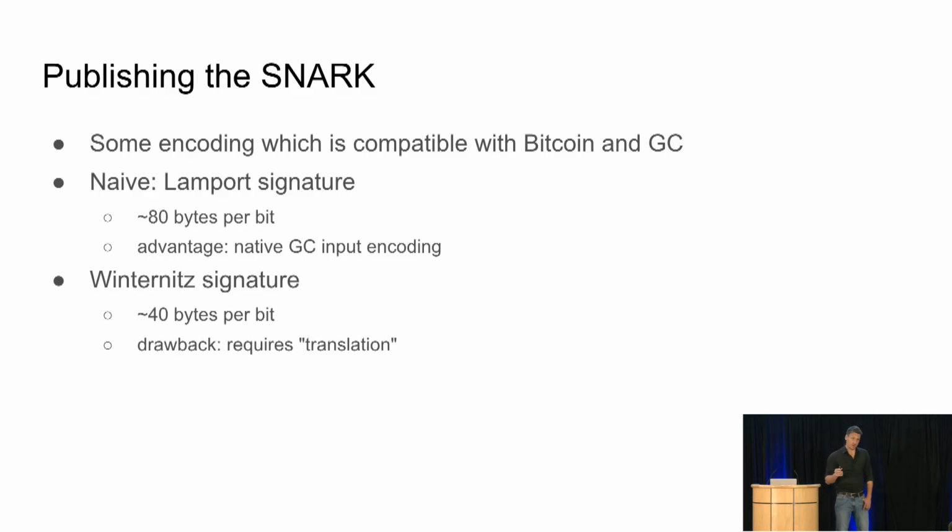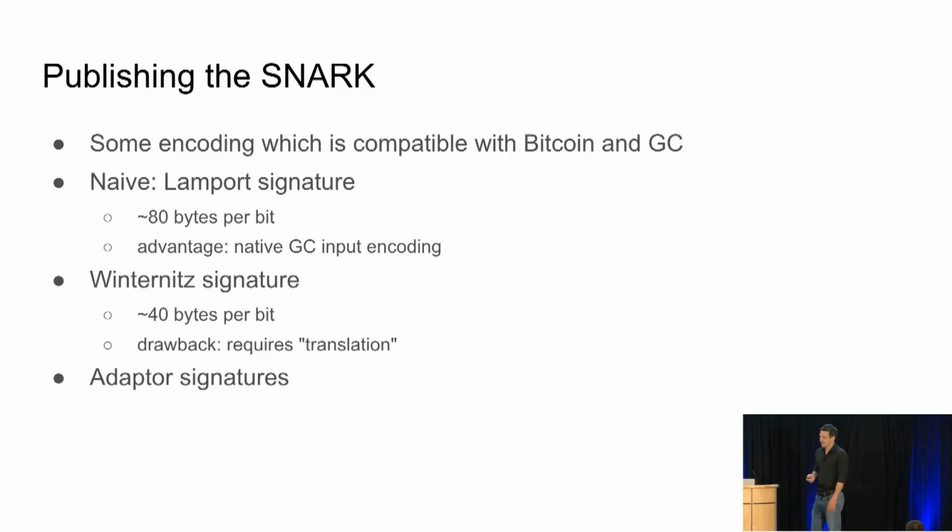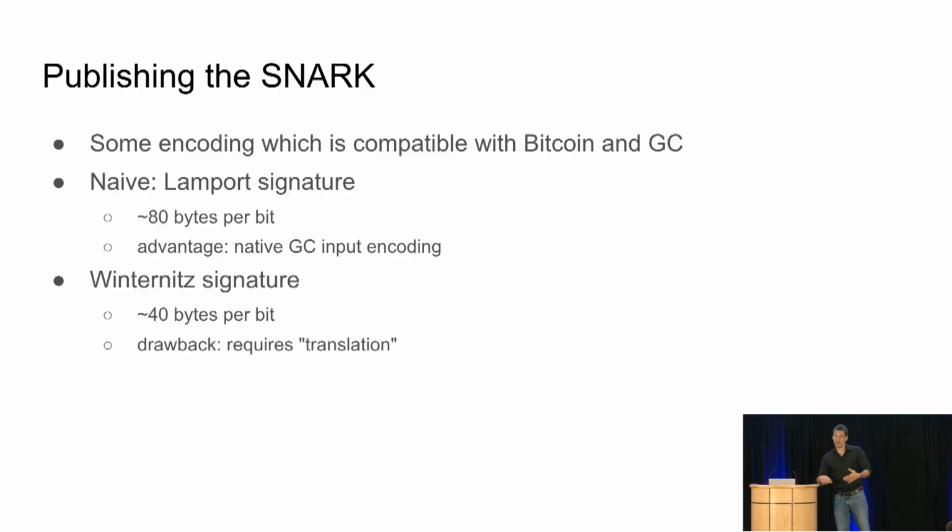There is a drawback, though, because if you have Winternitz signatures, you now need to translate the Winternitz signature into a Lamport signature, because Lamport signature is the format of the inputs of garbled circuits. So you read the Winternitz signature from the chain, and then you need some sort of off-chain translation from Winternitz signature to Lamport signature. And of course, that increases the amount of the off-chain cost a bit.